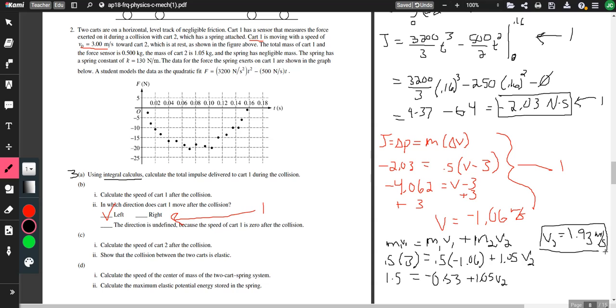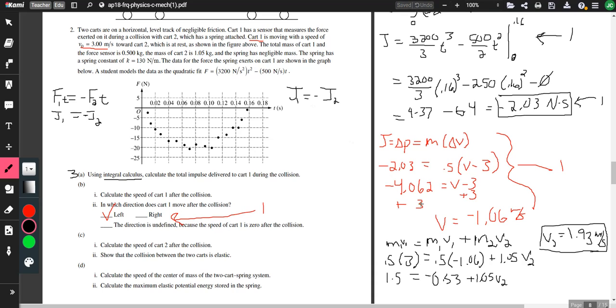What I could have done is realize that because this is a collision and conservation of momentum, the impulse of cart 1 is equal and opposite to the impulse of cart 2. This actually comes straight from Newton's third law. So the force that one exerts is equal and opposite to the force that the other one experiences. If we multiply both sides by t, we end up getting the impulse equation. So it comes straight from Newton's third law.